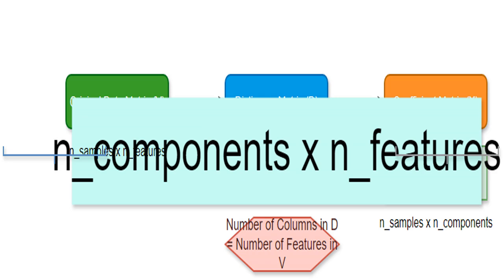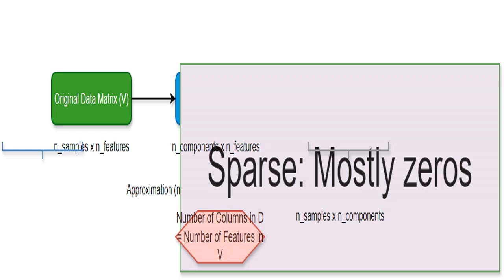N_features is the same as in V. It's the number of features in each data point. This shows the dimensions of the coefficient matrix X. It tells me how many data points, n_samples, we have and how many basis vectors, n_components, I'm using to represent each point. Each entry tells you how much of each basis vector to use for each data point.